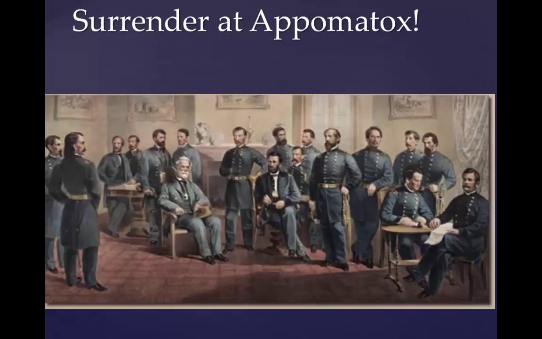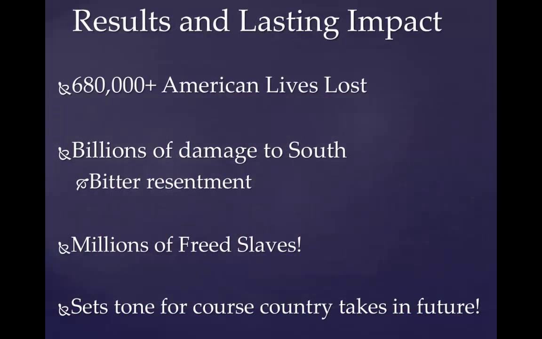So here is just a picture of the surrendering. It's not a picture, sorry. It's a painting of the surrender here at Appomattox Courthouse. You have General Lee and Grant coming to terms of the surrender. So the results and the lasting impact of this war are going to have a tremendous effect on the country going forward.